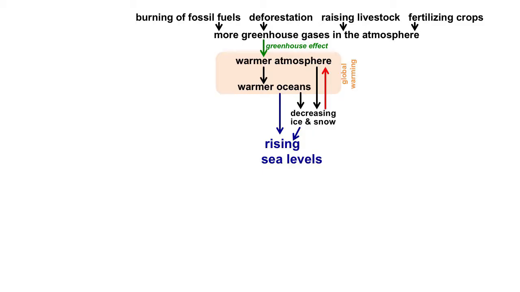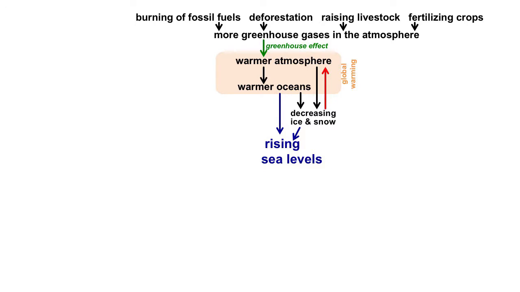Firstly, melting of ice means that water turns from the solid to the liquid state and most of it ends up in the oceans, meaning that the total mass of water in the oceans increases. And secondly, warmer water takes up more room than colder water, meaning that whatever mass of water is in the oceans is going to take up more space than it would have at lower temperatures.